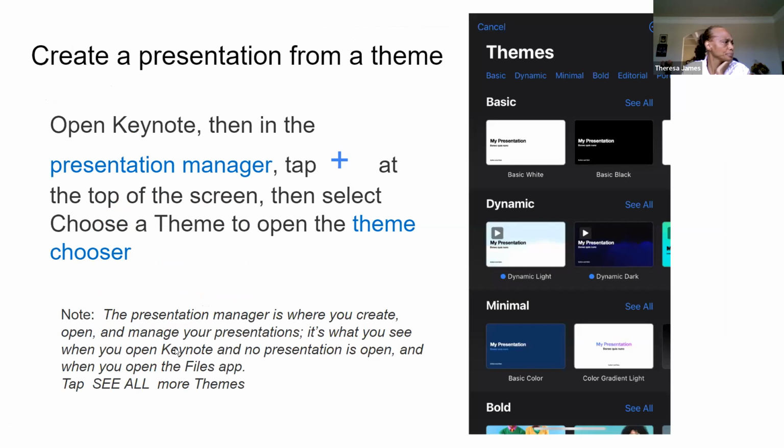Okay, so create a presentation from a slide. You open Keynote, and then you can go into what is known as the presentation manager. Then you tap the plus sign at the top of the screen and then select a theme. You open up the whole thing and you see a whole collection of different themes. You put your finger on the one that you'd like to use, and the theme is already selected for you.